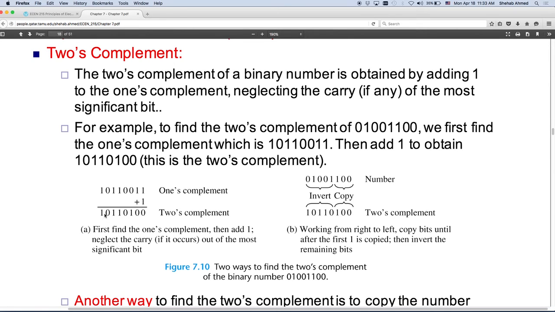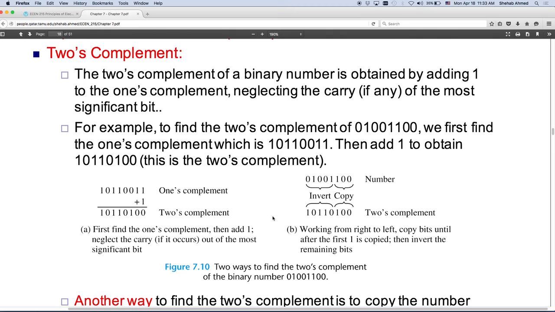If there happens to be a carryover, right? If these were all 1s, for example, there will always be a carryover. So what they're saying is, don't carry over past the most significant bit. Just ignore it. That's all this means. This is one way of finding a 2's complement.